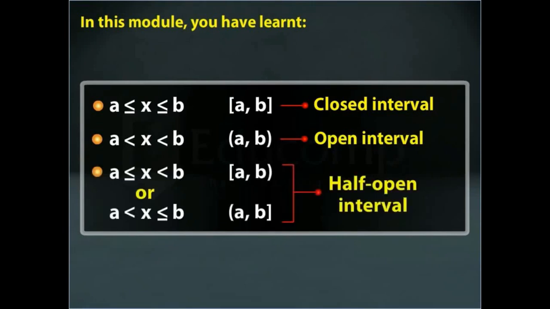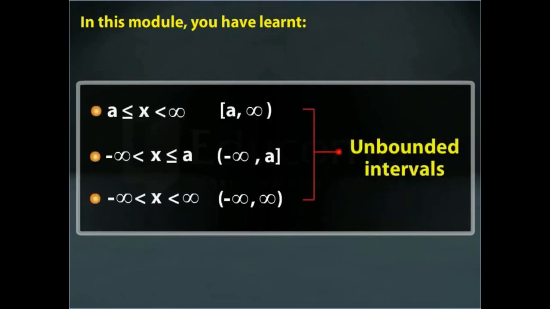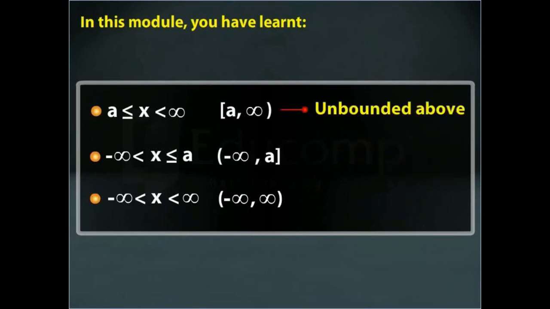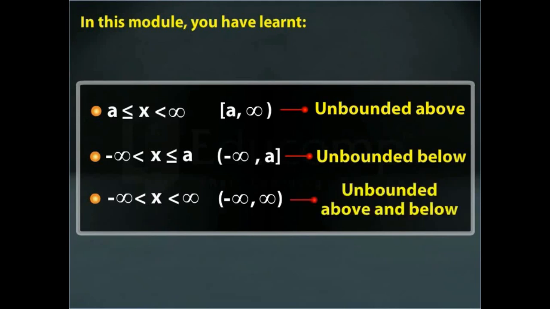An interval that includes the real number at its one end and excludes the real number at the other end is called a half-open interval. Intervals that represent infinite sets are called unbounded intervals. The positive infinity symbol denotes that an interval is unbounded above. The negative infinity symbol denotes that an interval is unbounded below. An interval unbounded from both above and below represents a set of real numbers.